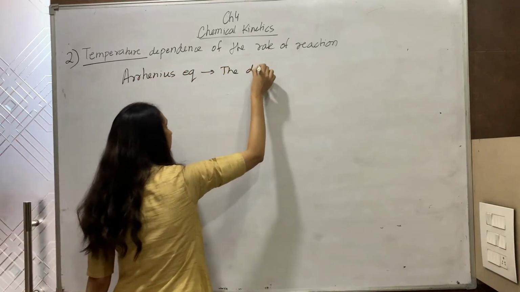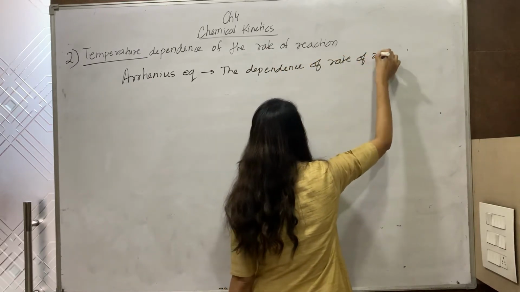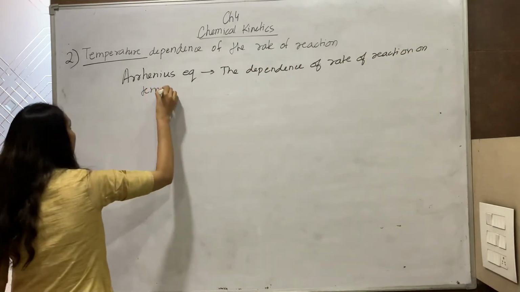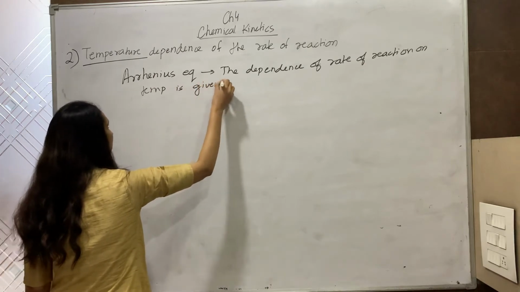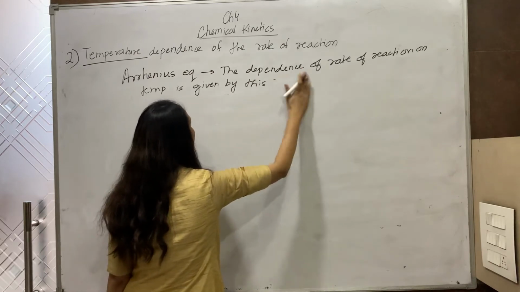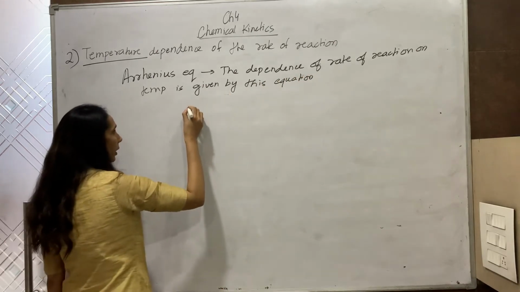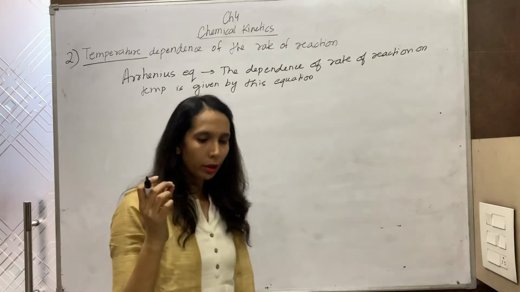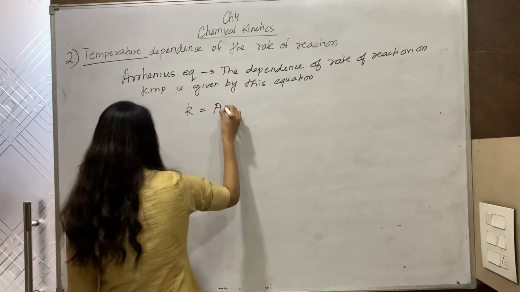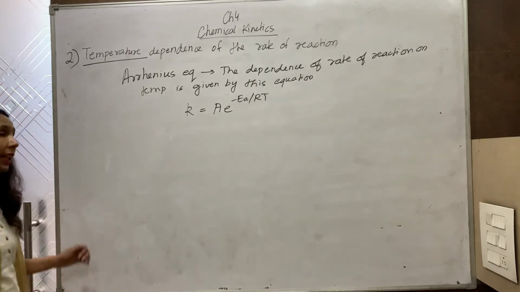The dependence of rate of reaction on temperature is given by this equation. What is the equation? The equation relates the rate constant K. K is equal to A e to the power minus EA by RT. K is the rate constant.